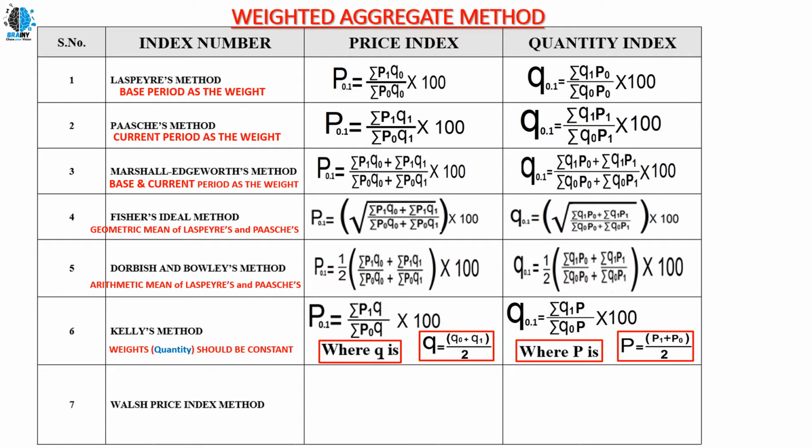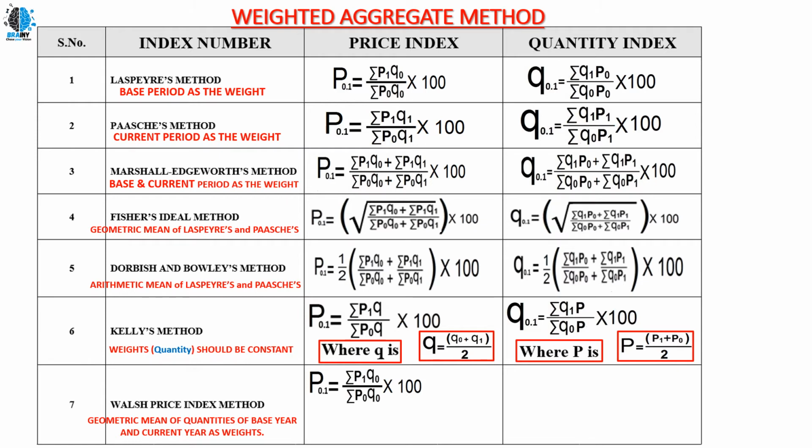Next we have the Walsh method. So Walsh method, what is it? Geometric mean of quantities of base year and current year as weight. So in Walsh, what we are going to do? Geometric mean. In Kelly's, what have we done? We found the arithmetic mean of the quantities. Here we are going to do the geometric mean, right? So how are we going to get the formula for this?